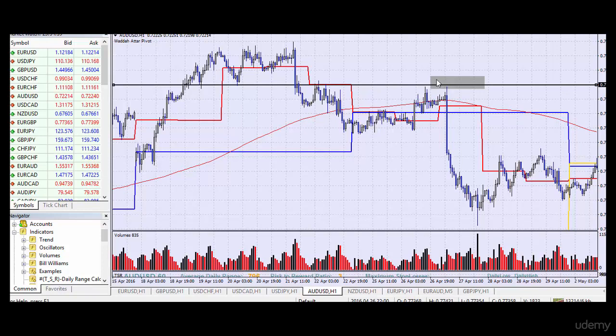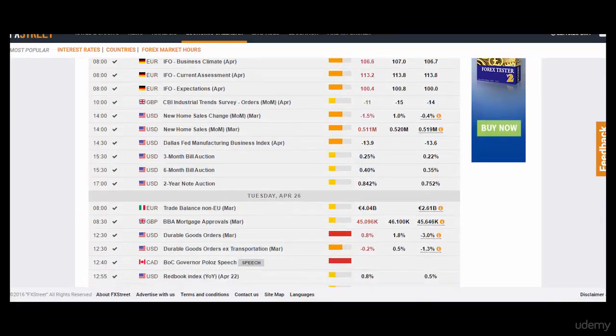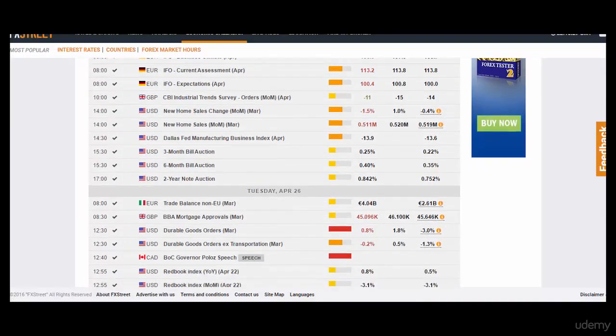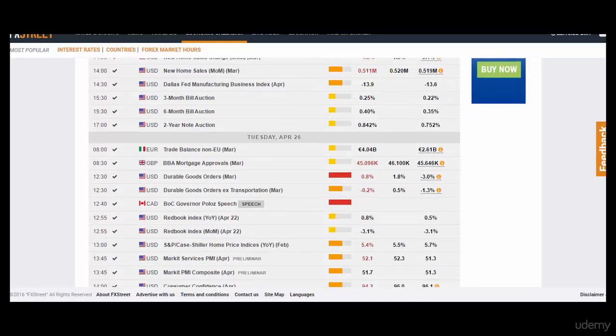So what we're going to do is go to the economic calendar. Say for example, this is the 26th of April, and we're going to look for the 26th of April. And we're going to look to sell the market before a fundamental announcement. You can also trade after the fundamental announcement, or you can trade before. It just depends on the risk and the analysis of the trade.